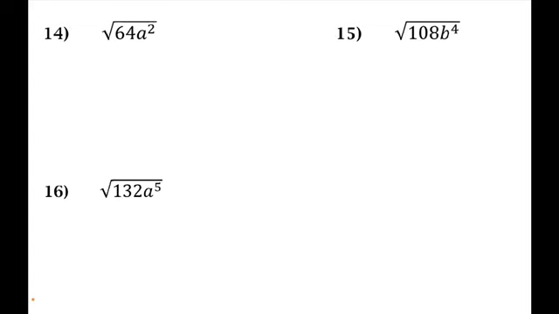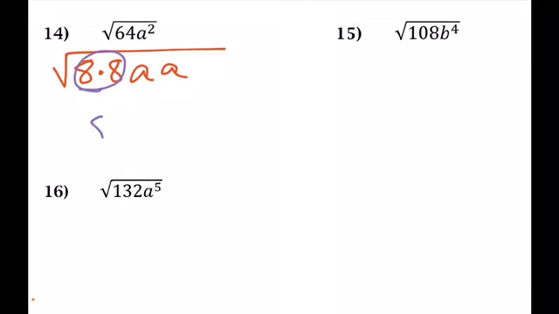Okay, now the next few problems we see, we have some variables. The variables are going to work exactly the same way. So for number 14, the square root of 64a squared, I'm going to break down 64. 64 is 8 times 8. I'm just going to leave it at that. And a squared is a times a. So look for pairs. I have a pair of 8's, and I have a pair of a's. There's no more prison camp. There's no more square root. There's nothing under it. So the square root of 64a squared is 8a.